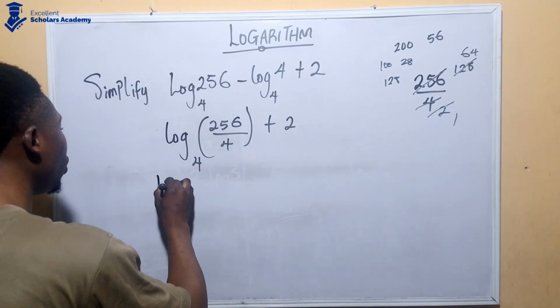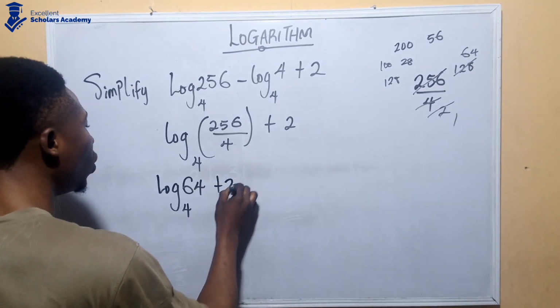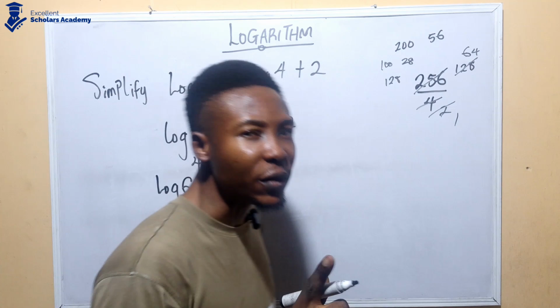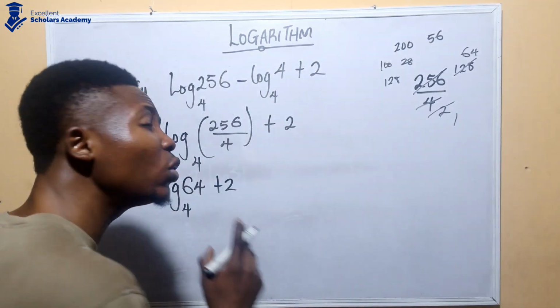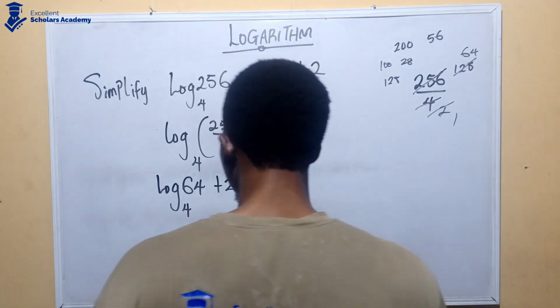So this is going to be log 64 base 4 plus 2. Now, does 64 have a relationship with 4? Yes. 4 to the power of 3 is going to give us 64. You must know all this. You must learn this before your JAMB exams.